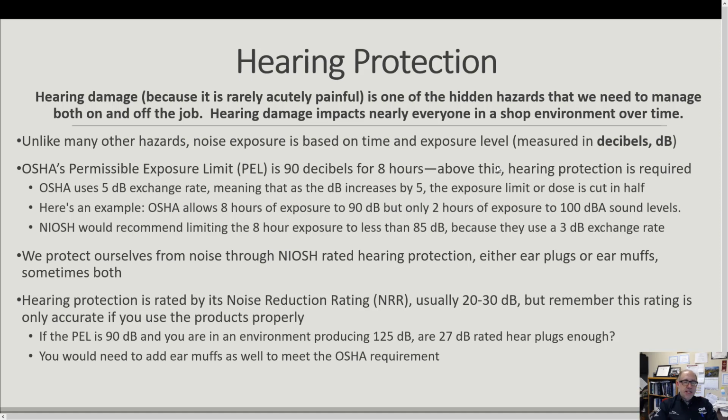Something to think about: if OSHA's PEL is 90 decibels and you're running a 1-inch spline drive impact and it's 125 decibels, are 27 decibel rated earplugs enough? They're not. If you do the math on that, even after the 27 decibel rating, you're still in the high 90s. So in that situation, you need to wear your earmuffs on top of your earplugs.